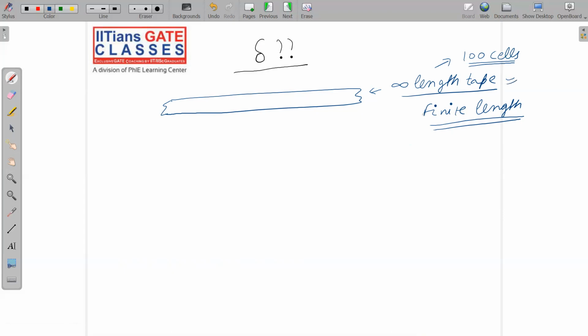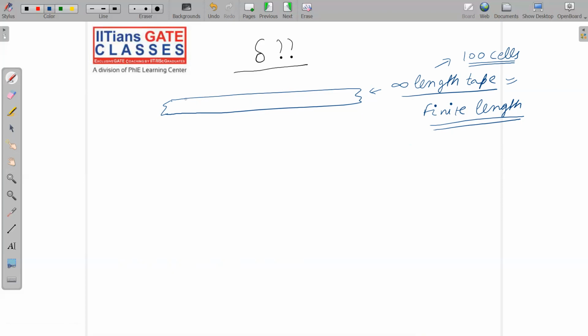Okay, we cannot take the tape as finite length, because if we take the tape as finite length, then it can store only a limited amount, and we will have a limit on the length of the string. But there is no limit on the length of a string. We can give a string of any length as input to the FA. Hence we have to take an infinite length tape. Okay, so let's move forward.